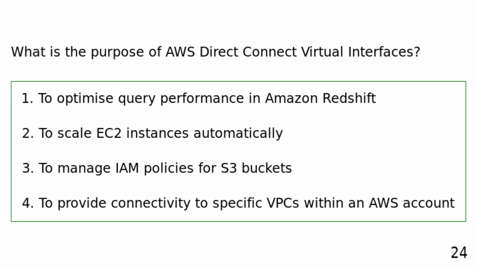What is the purpose of AWS Direct Connect virtual interfaces? To optimize query performance in Amazon Redshift. To scale EC2 instances automatically. To manage IAM policies for S3 buckets. To provide connectivity to specific VPCs within an AWS account.